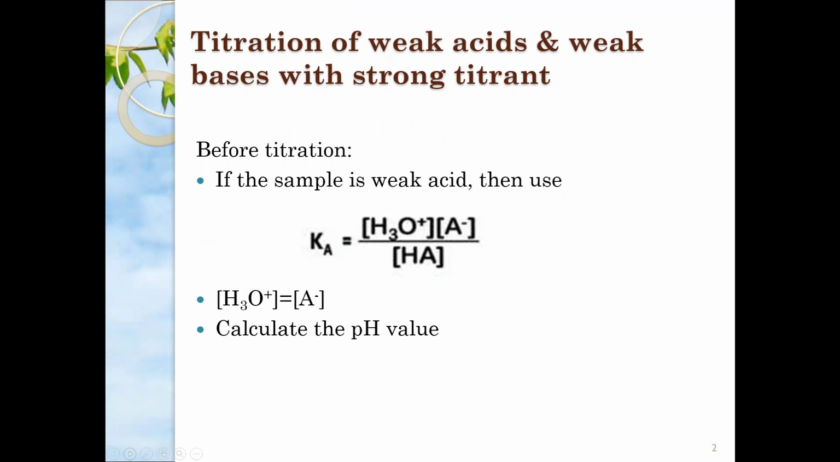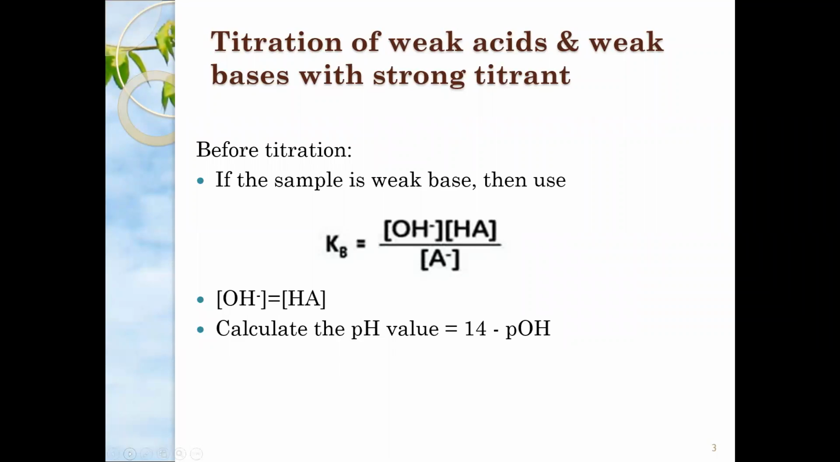So if the sample or the analyte of interest is a weak acid, then we have to use the acid dissociation constant Ka. If it's a base, then we use Kb. To calculate pH for weak acid or weak base, you should know by now because we have covered it in the previous learning unit. Now, similar to strong acid, strong base titration, we also have to consider the pH before titration, when it reaches equivalence point, and when it over titrates.